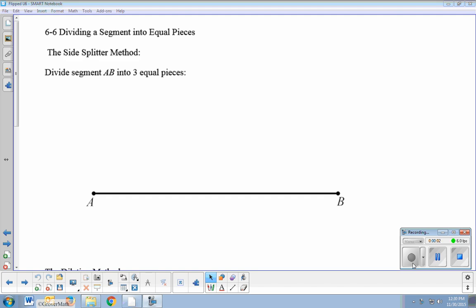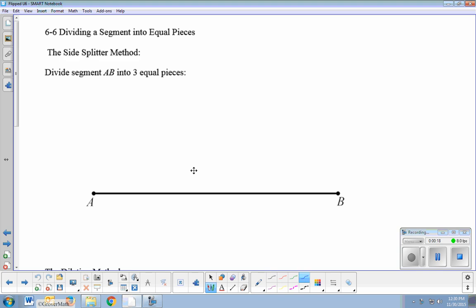Geometry Unit 6, Section 6, dividing a segment into equal pieces. So in this video, you're going to learn two different constructions on how to divide a line segment into however many pieces you want to divide it into. This first example, we want to divide it into 3 equal pieces.